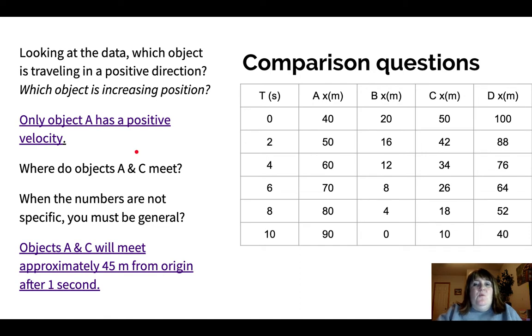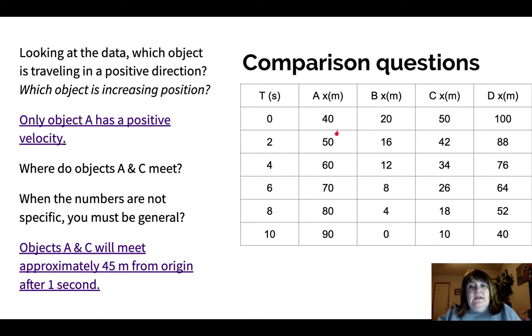Finally, then, we would talk about where two objects meet. Well, since only object A has a positive velocity, we can only compare it to the other three because they all had negative velocities. So the way you do this is to say, okay, where are the numbers the closest? And you may have to be real specific. Notice that at 0 seconds, we're at 40 and 50. That's only 10 apart. But then at 2 seconds, we're at 50 and 42. That's only 8 apart. Okay?